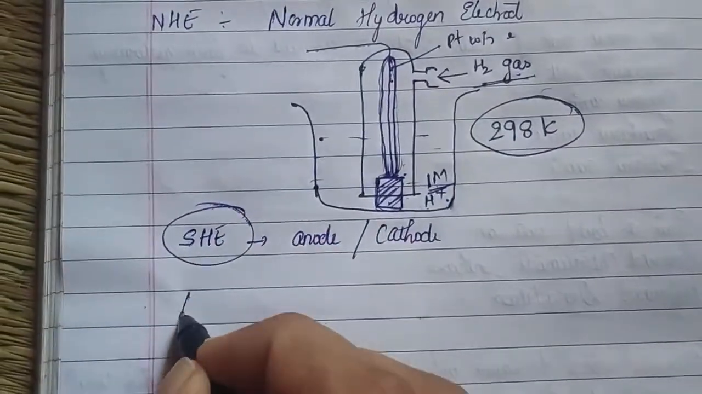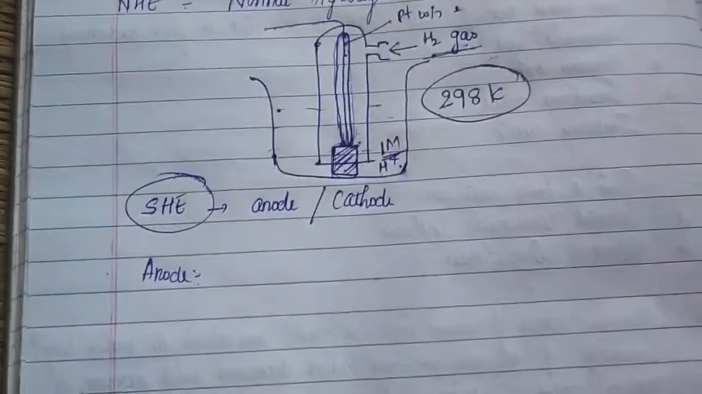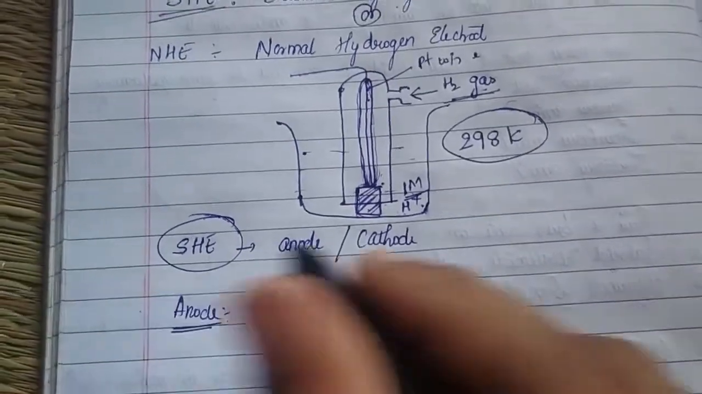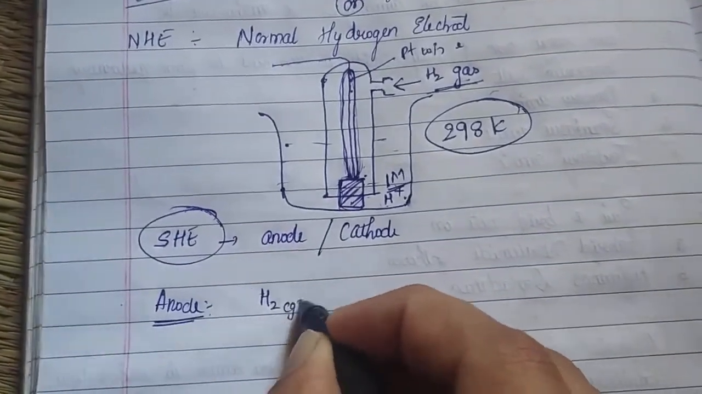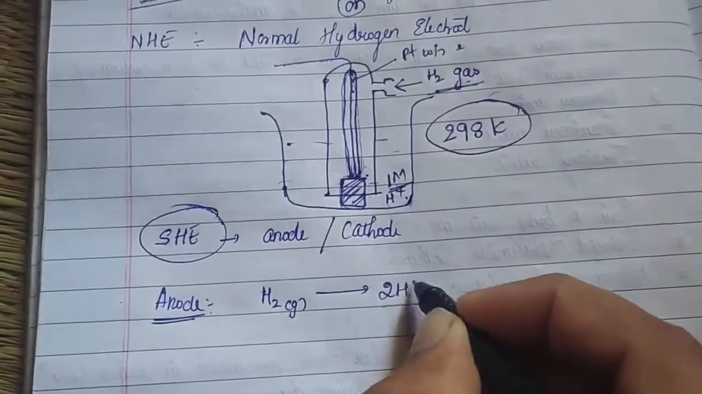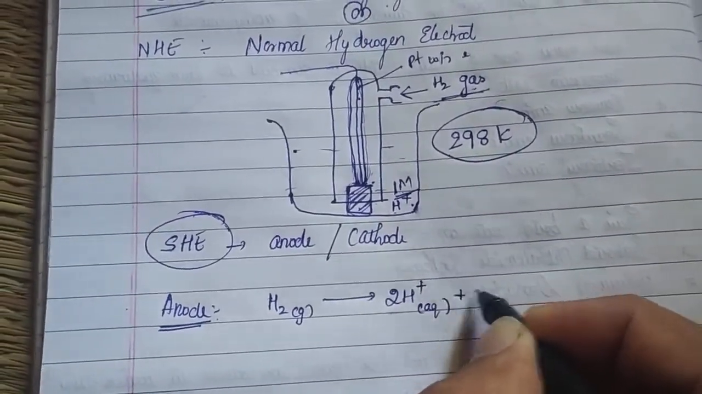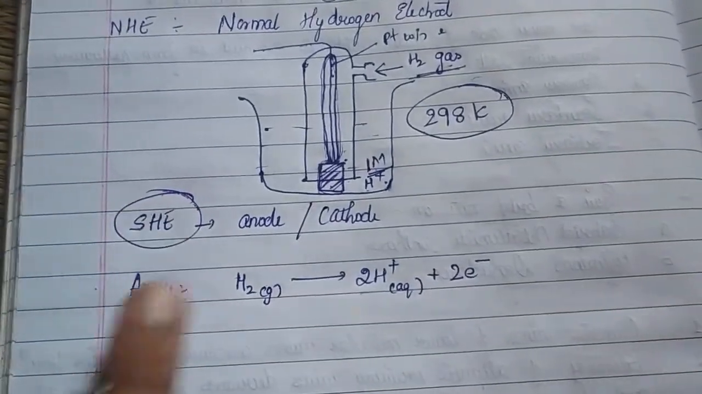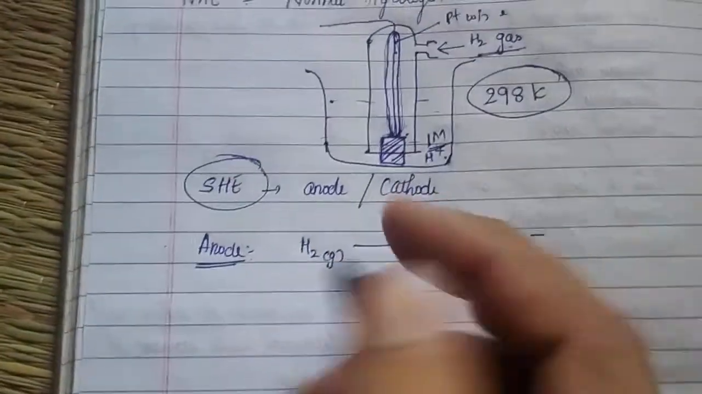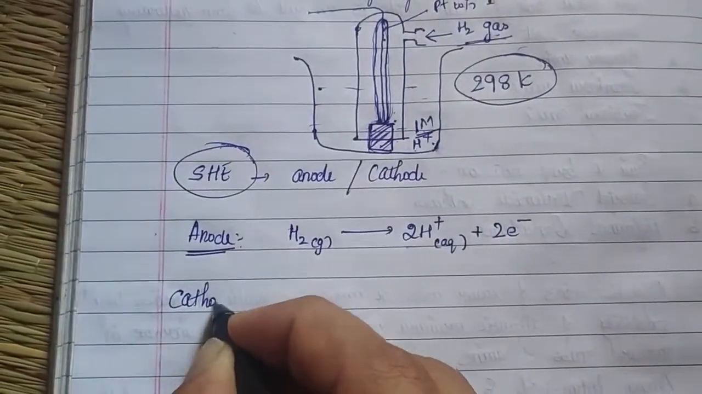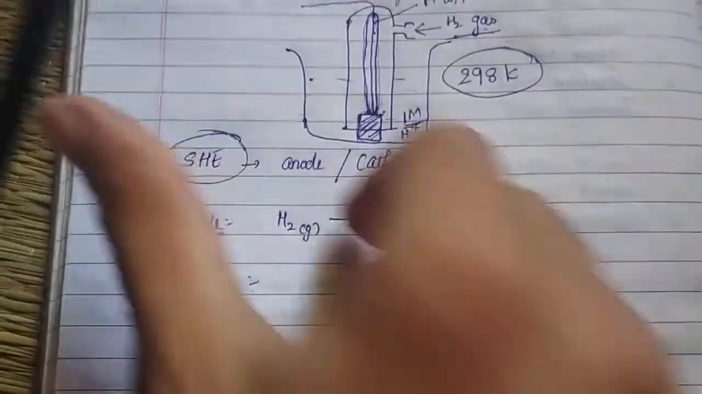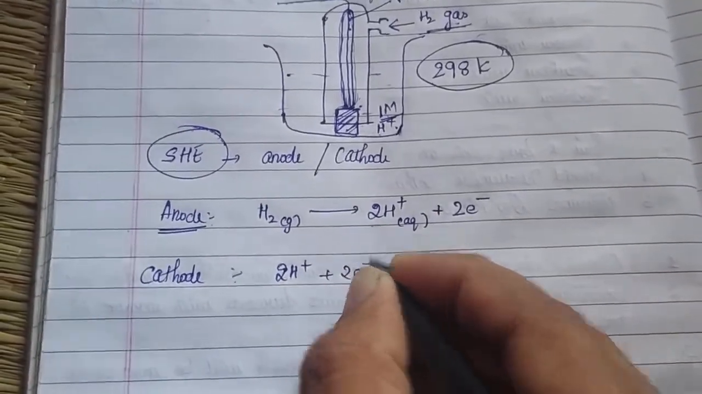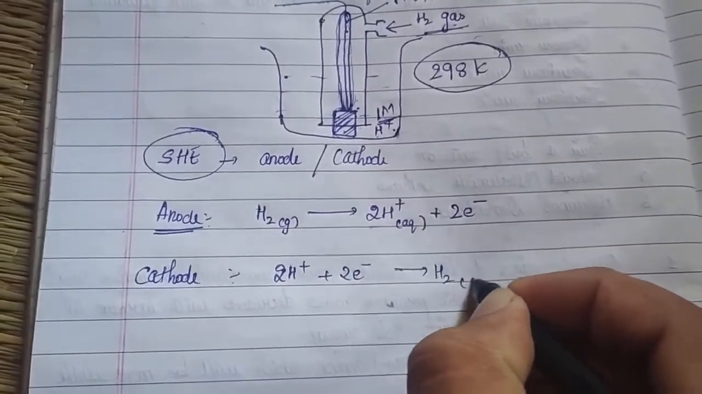So when it acts as an anode, how will the reaction be? Anode means oxidation should happen. So H2 gas should give you 2H plus in aqueous, plus it has to lose 2 electrons. Whenever your SHE is acting as an anode, this will be the reaction. Similarly, when it acts as a cathode, how does the reaction go? Vice versa, that means 2H plus plus 2 electrons will give you H2 gas.